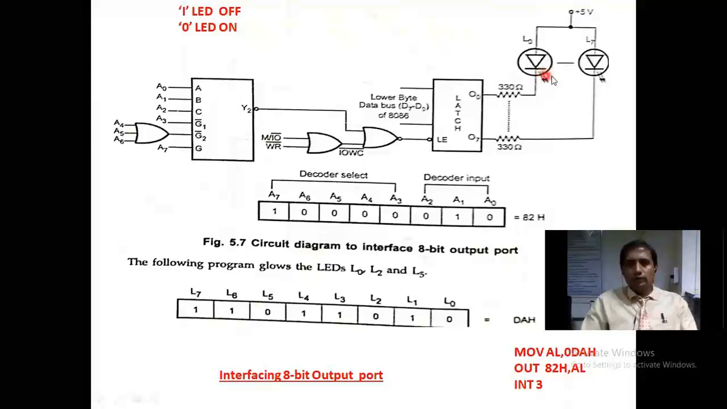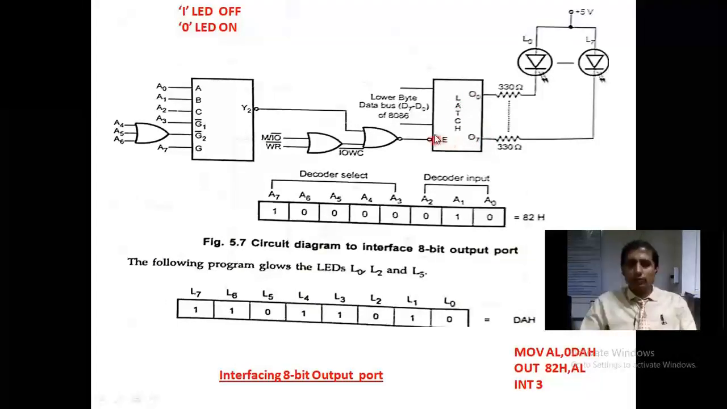I will tell you briefly. If you give O0, for example, 1, then the corresponding LED will be off. Similarly, for any of O0 to O7, if the value is 0, the corresponding LED is on. So for LEDs to be on, the corresponding bits must be 0, and for LEDs to be off, the corresponding bits must be 1.